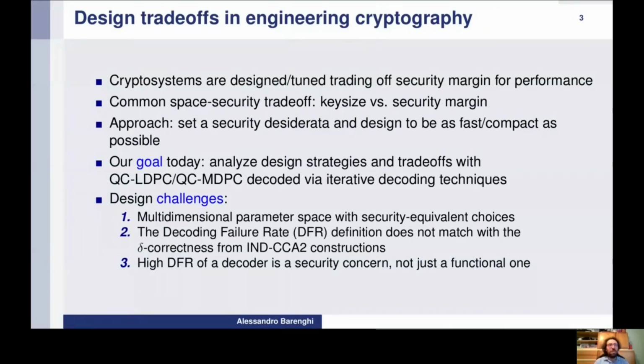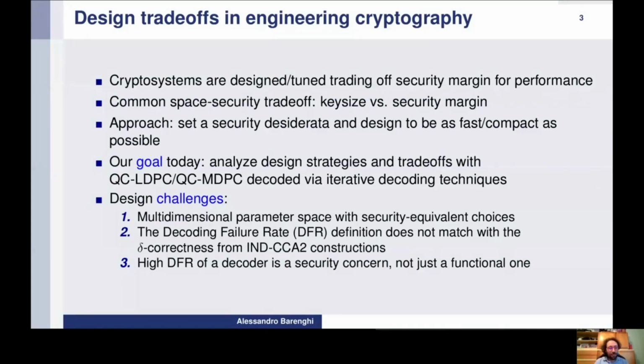My personal view is that what drives the choice of the density itself is the security bar. In these cryptosystems, one of the main challenges is that the parameter space is not monodimensional. We have multiple parameters and they all influence the security. There are security-equivalent choices for the parameters, and picking the best one is not immediately evident.